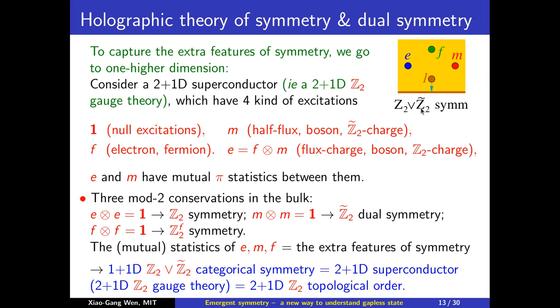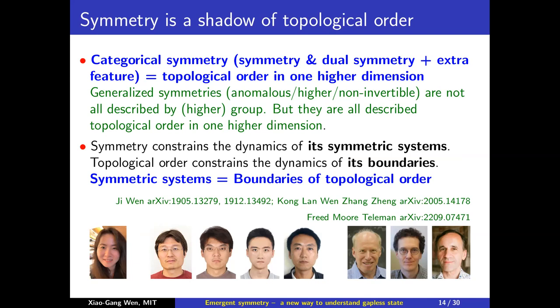So this really led to the holographic theory. This Z2 gauge theory, or two-dimensional superconductor, is a more complete description of the symmetry and dual symmetry within the Ising model. That led to this holographic theory for symmetry. Actually, this example is very general. We say that every symmetry is a shadow of a topological order.